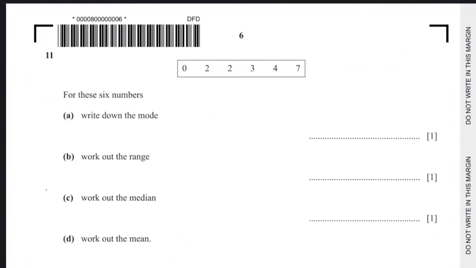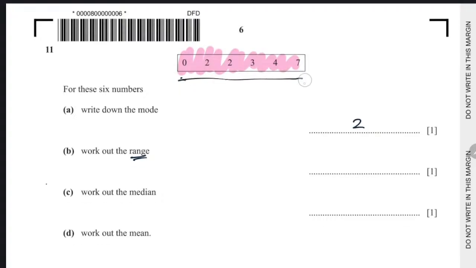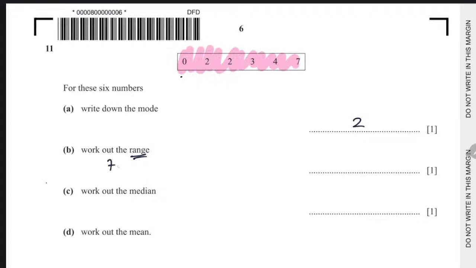Here's a nice one for statistics. If they give you stuff like this, they say write down the mode. The mode is the number that appears the most, right? Which is 2. Write down the range. You say biggest minus smallest. Sometimes they don't organize the numbers. You must organize them in size, okay? Then you say biggest minus smallest. So 7 minus 0. That's how you get range, which is equal to 7.